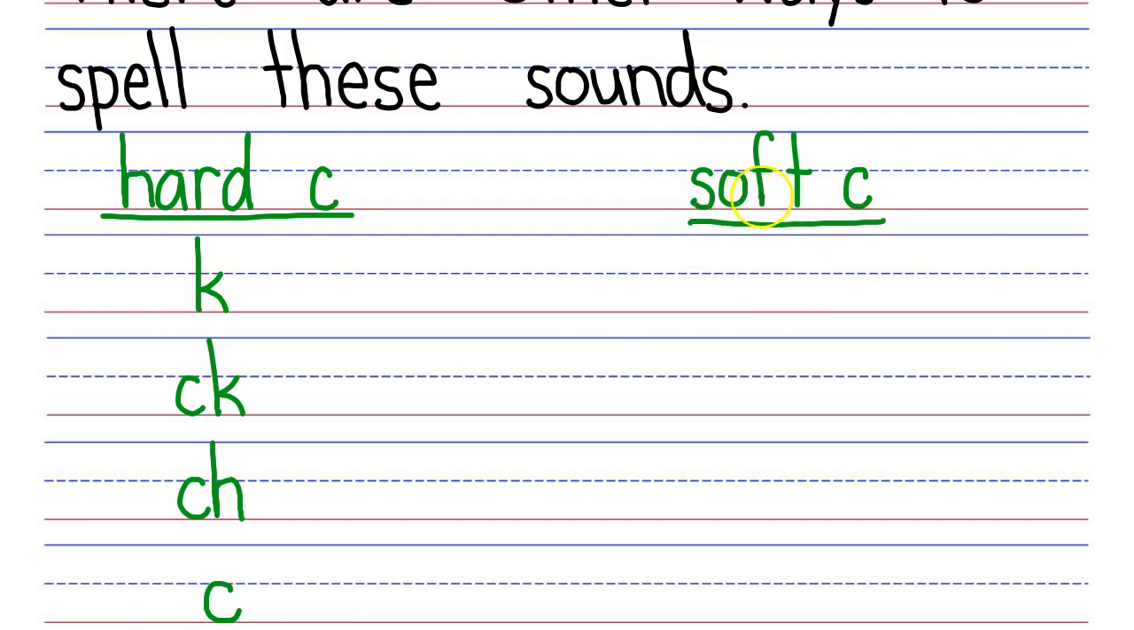Then over here in our soft C column, soft C says s. And there's another letter that says s. It's S. The first sound of S is s, the soft C sound. And then today we add the letter C, because the letter C says the soft C sound, s. So there you have it. Let's read these sounds very fast. K says k, CK says k, CH can say k, and C can say k. S can say s, and C can say s.